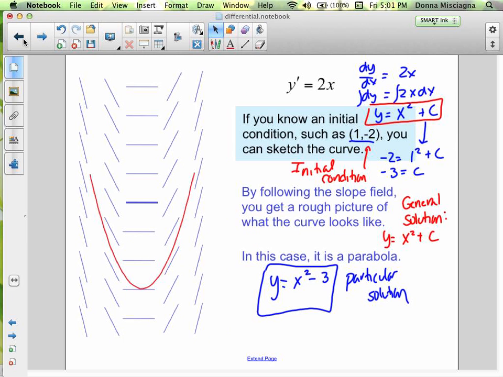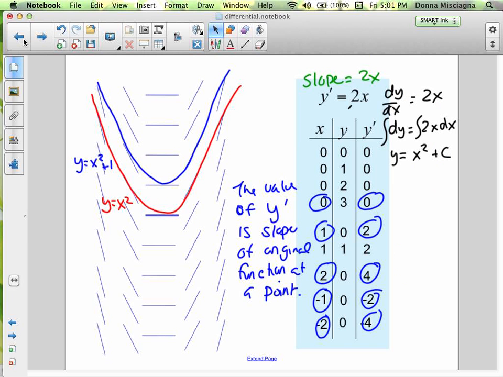Notice here that we have the family of functions. I didn't mention that. So y equals x squared. If I shift it up, I have y equals x squared plus 1. If I shift down, I've got y equals x squared, maybe minus 3. And this one we could actually integrate and find the equation. So if we multiply both sides by dx and then integrate, we have y equals x squared plus c. And that's exactly what we see in our slope field.